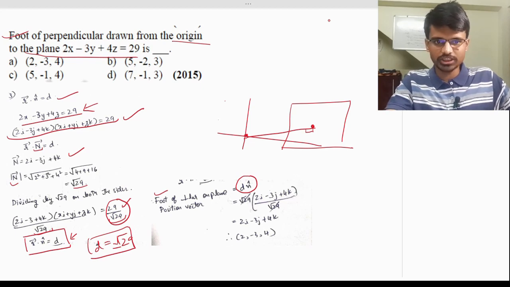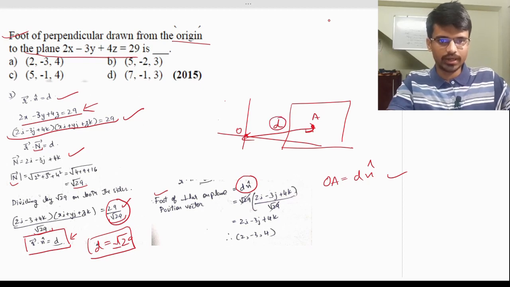So we need to find the foot of the perpendicular from the origin to the plane. We have to find the coordinates of this point. Let me call this A. So for the coordinates of A, we already know what d is, and the direction also we know. So OA is nothing but d n cap, right? Everyone agrees? Okay, we have found d.